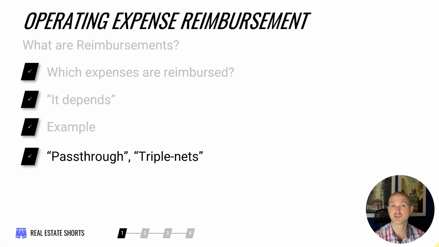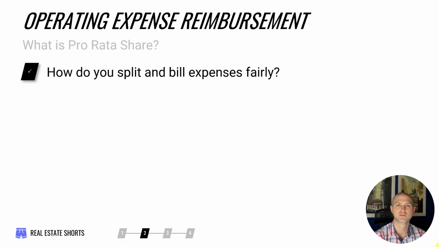So let's say it's an insurance company, they have a premium for the policy, and the landlord is just going to pass along that premium expense. They're going to pass it through onto the tenant. Another one is triple nets. While that's a lot more casual and informal, it is really a reference to the kind of lease that describes the reimbursement structure.